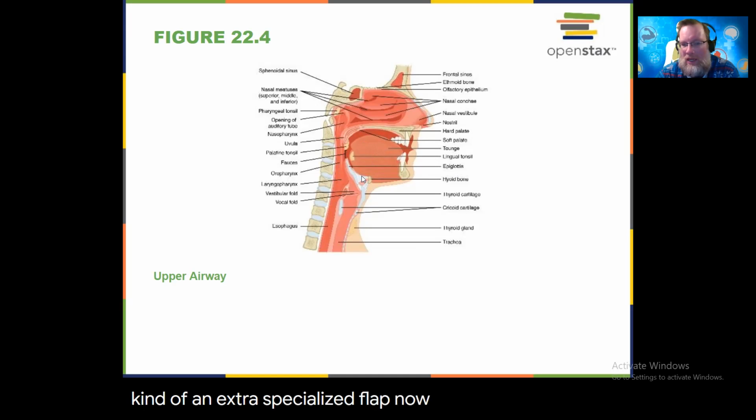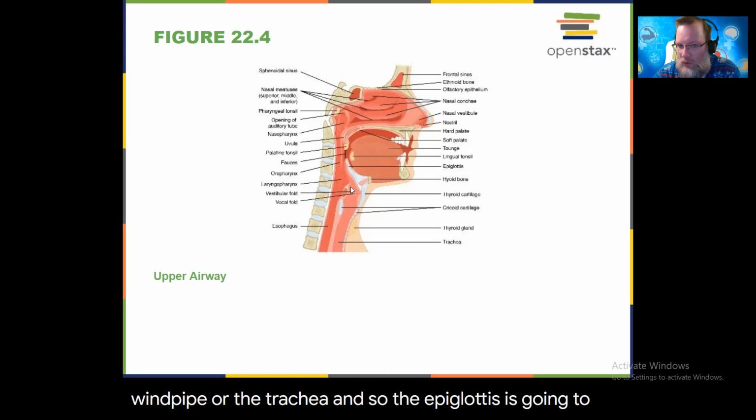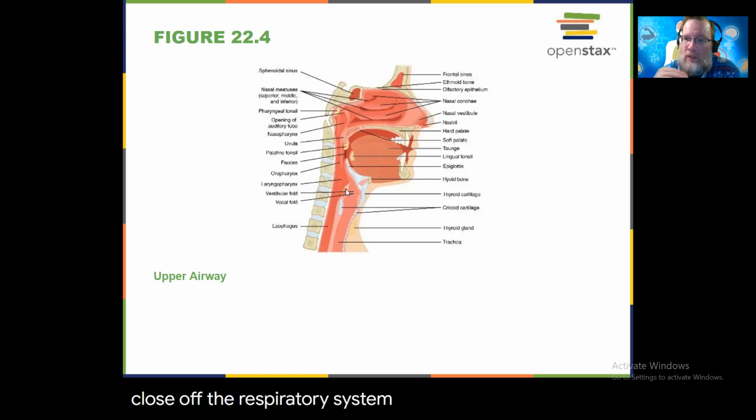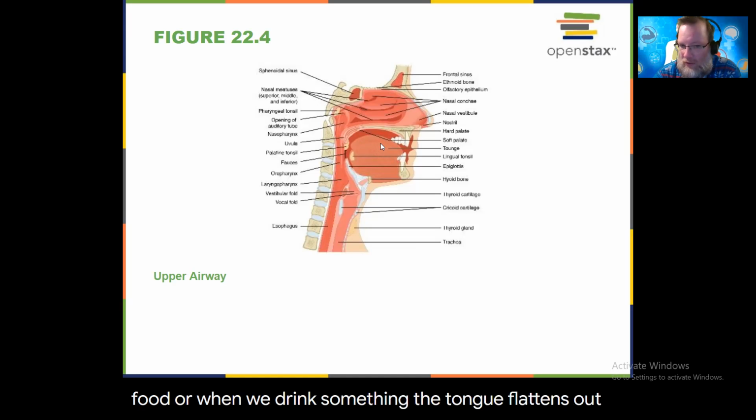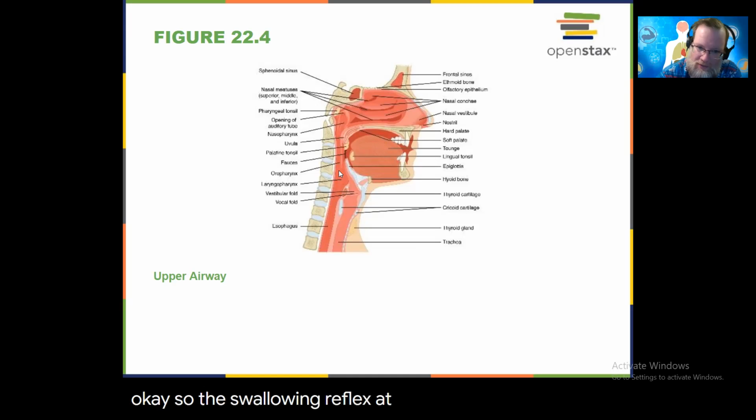Now, we need this flap. It's very important. Okay, because as we swallow food, we need food to go into the esophagus, which is your food tube. We definitely don't want food or beverages going into the windpipe or the trachea. And so the epiglottis is going to close off the respiratory system when you swallow something. Okay, so when we swallow, when we're chewing food or when we drink something, the tongue flattens out. So the swallowing reflex, that tongue's going to flatten out. And when it does, you can see this is kind of like the hinge right here of the epiglottis door.